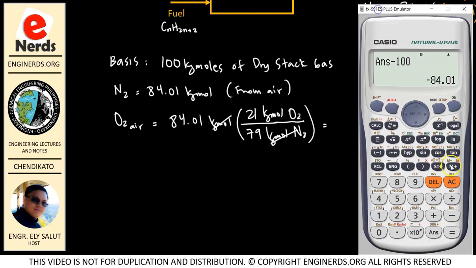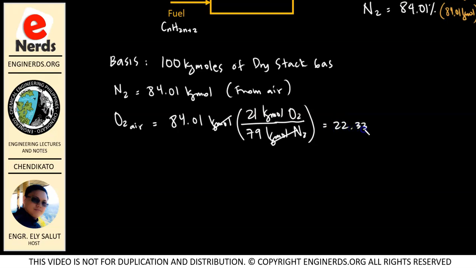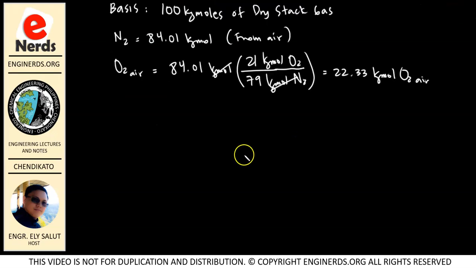Let us use our calculator again. So we have 84.01 times 21 divided by 79. So we have 22.33 kilogram mole of O2 from air. Okay, so we also call this O2 supplied, no? But in here, we're just going to call it O2 from air.